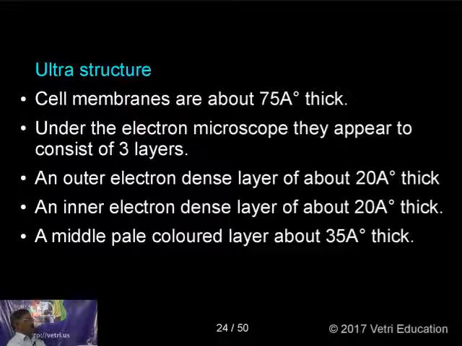The cell membranes are about 75 angstrom units thick. Under the electron microscope, they appear to consist of 3 layers: an outer electron dense layer, that is 20 angstrom units, an inner electron dense layer of about 20 angstrom units, and a middle pale colored layer, that is about 35 angstrom units. Total, the thickness is 75 angstrom units.